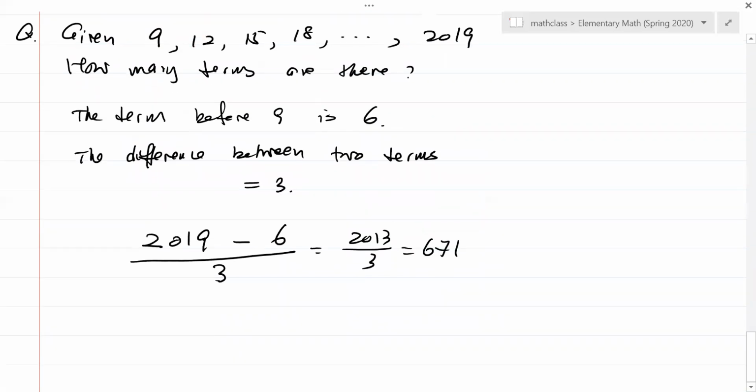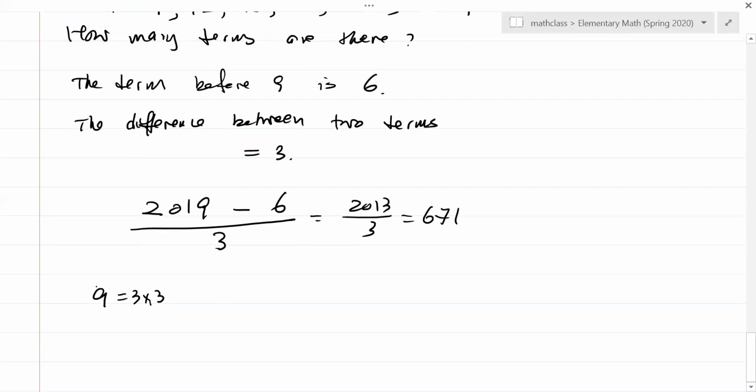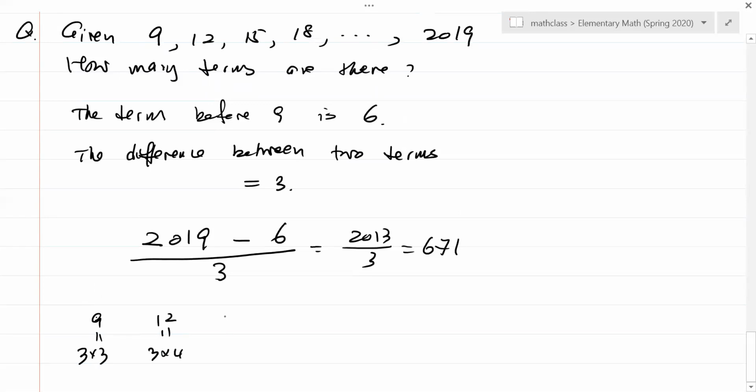Now, the question is, how do I express 9, 12, 15, 18 in a nice way? You can find that these are all multiples of 3, including 2019. So 9 is 3 times 3. 12 is 3 times 4. 15 is 3 times 5. And 18 is 3 times 6, right?